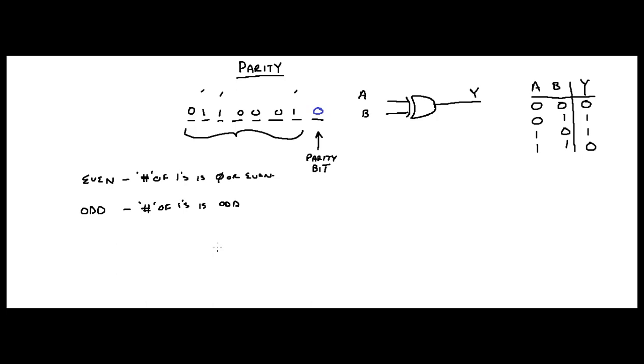So I drew an exclusive OR gate over here to show how we're going to write the circuit to check for this. But let's talk a little bit more about parity and generating parity.